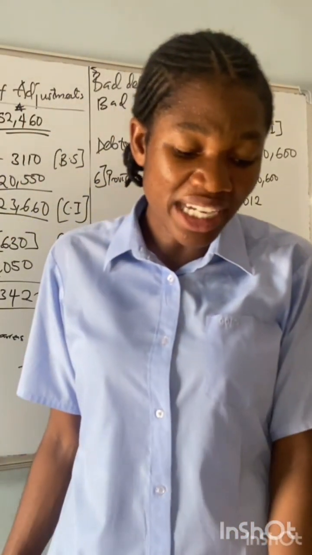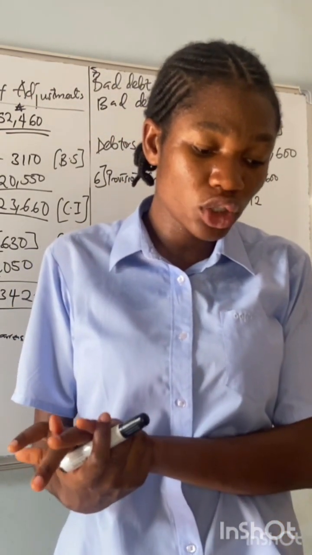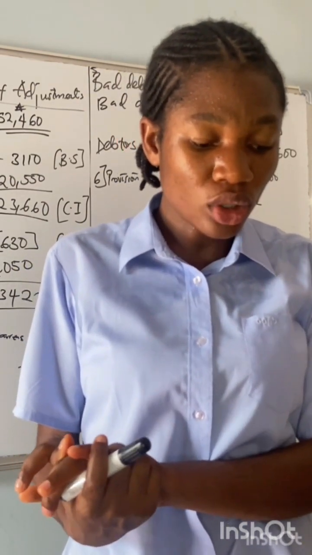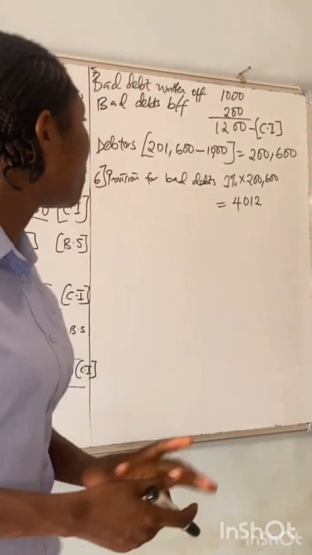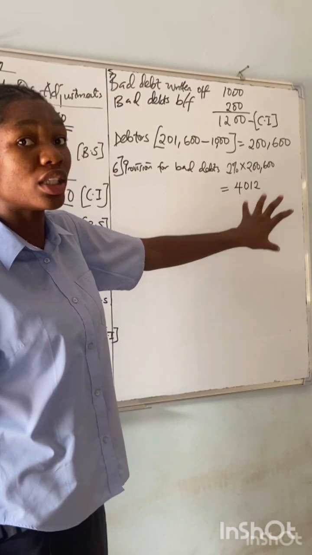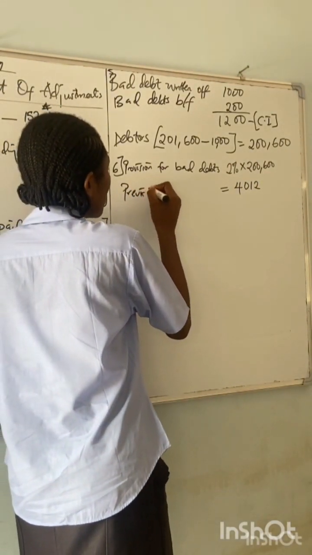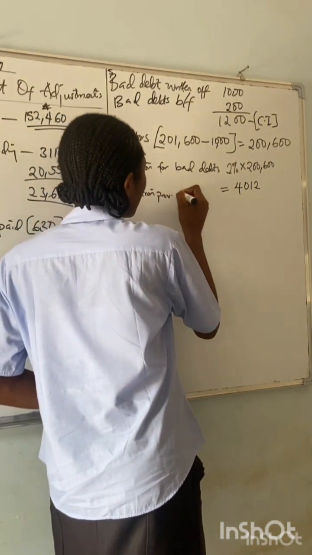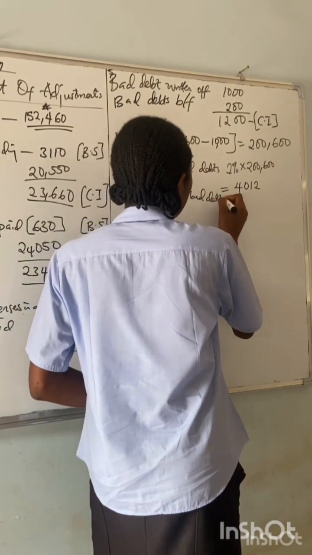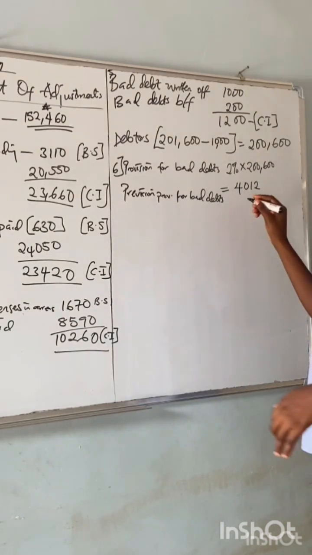Now, in the trial balance, we are given a provision for bad debt of 800 naira. So we have a provision for bad debt, like we calculated, to be 4,012. We're going to be comparing with our previous provision for bad debt, which is given in the trial balance. Now our previous provision as given in the trial balance is 800 naira.